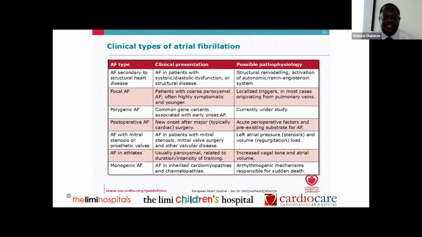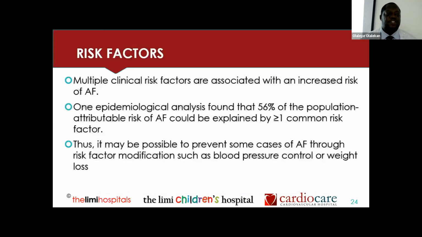or channelopathies. So once you have a secondary cause that you can identify, it is preferred to classify your atrial fibrillation based on this second classification rather than using the persistent, paroxysmal or the permanent classification.